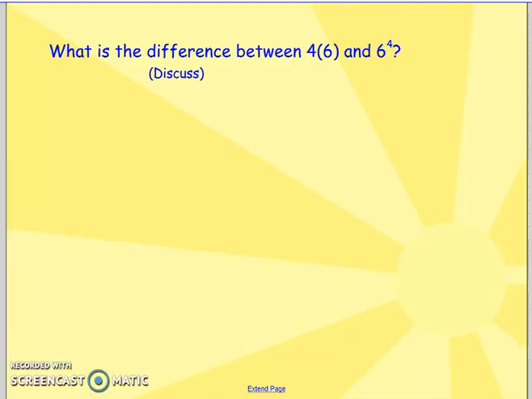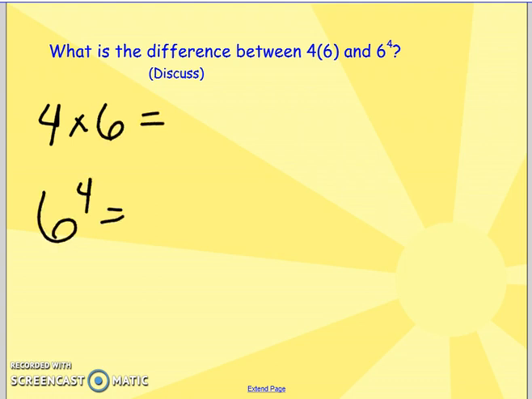Okay, so what I need you to do right now is pause the video and write 3 sentences explaining the differences between 4 times 6 and 6 to the 4th power. So what you need to do is first write out and solve those problems. Solve the 2, what do they equal? And then write me 3 sentences. This will be checked for in your daily journal grade. So make sure that you're writing your 3 sentences. Go ahead and pause the video now.